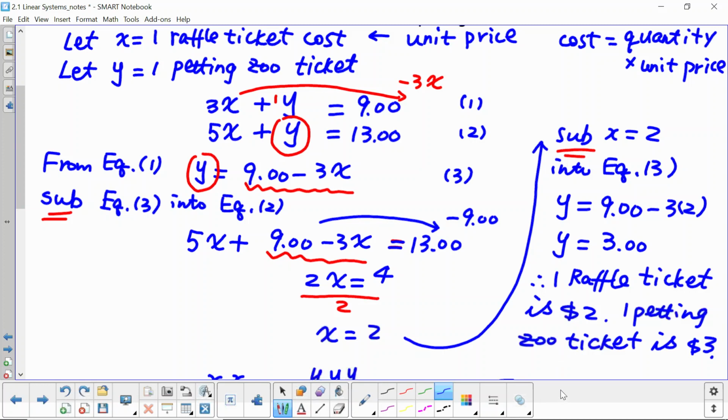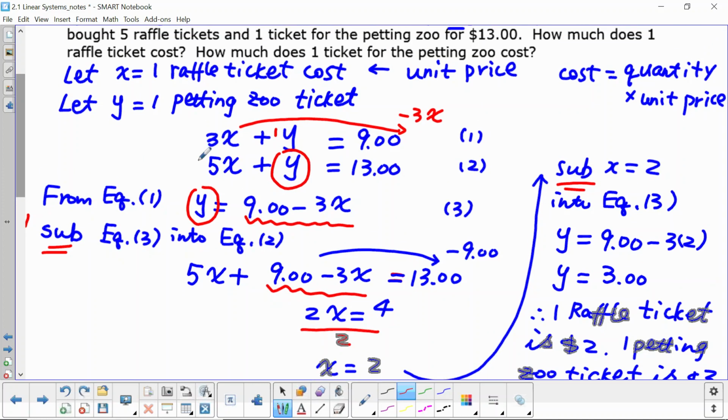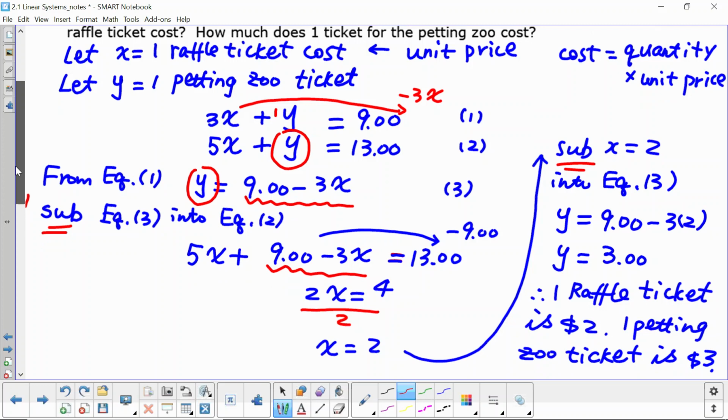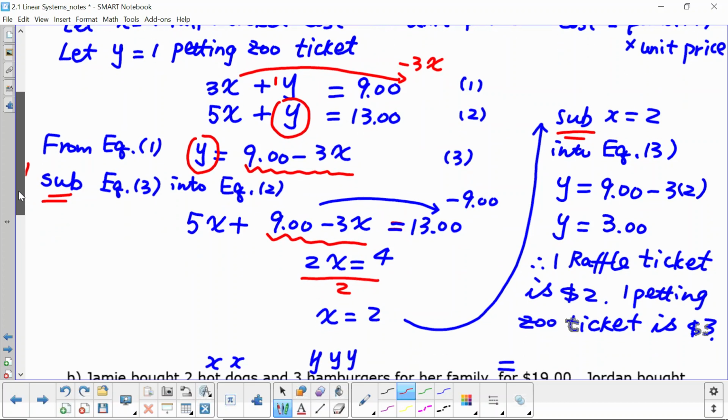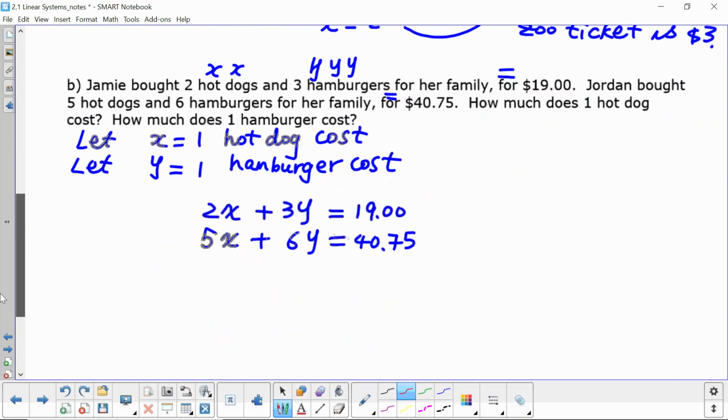Then if you want to check, you could see, okay, for the first equation, you have 3 raffle tickets. So 1 is 2, 3 raffle tickets will be 6. 6 plus 1 Titan Zoo ticket, 3, gives you 9. It's right. Then for the second equation, 5 raffle tickets, 5 times 2 gives you $10. 10 plus $3 for 1 Titan Zoo ticket is $13. So both of them are correct. That is for checking.